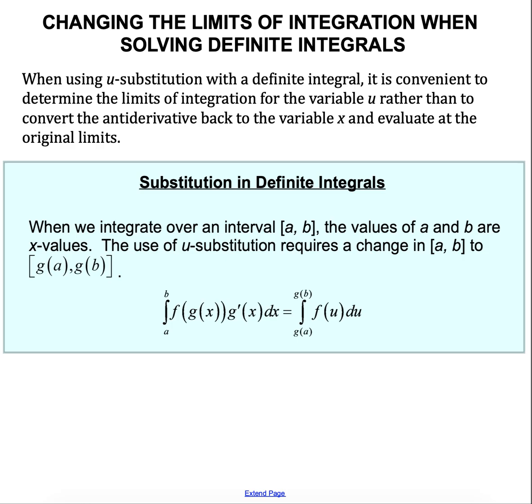We're going to be looking at integration with u substitution, but this time it's for definite integrals, meaning we have a lower and upper bound. The easiest way to do this: after you use u substitution, you do not want to have to switch back to x and integrate with the bounds a and b. Instead, we're going to redefine a and b in terms of our u substitution and integrate with those bounds. So let's look at an example.